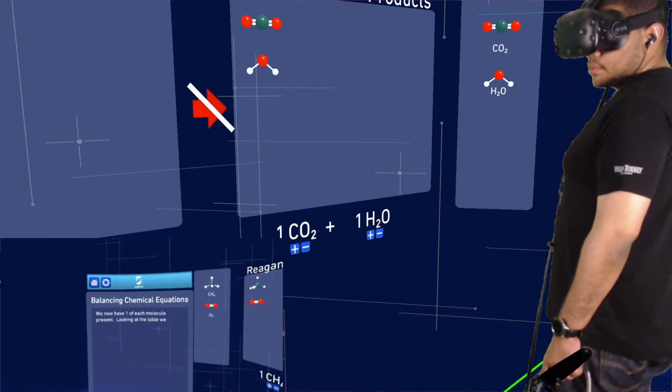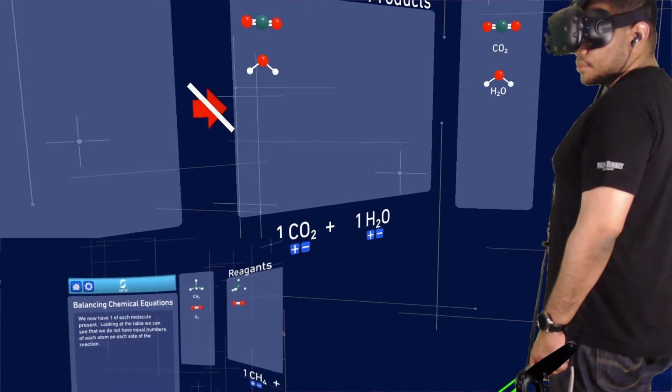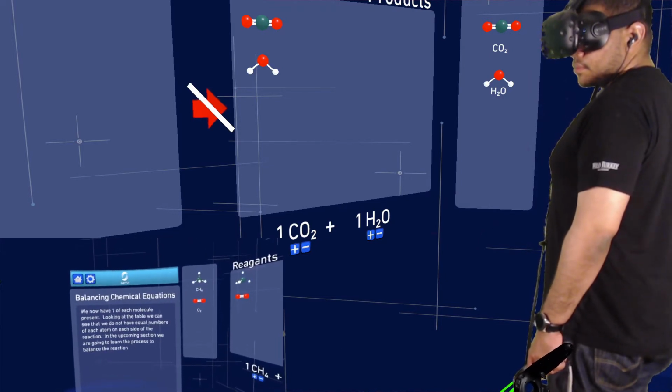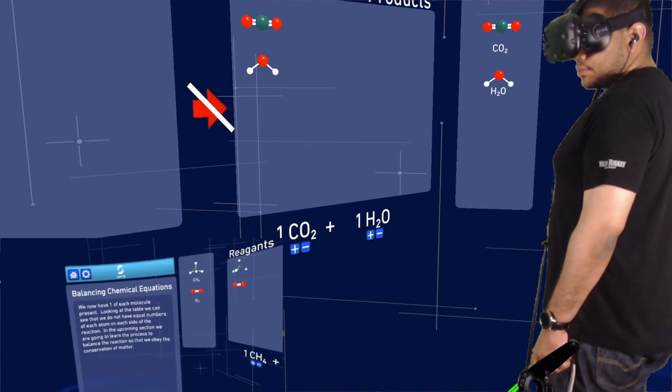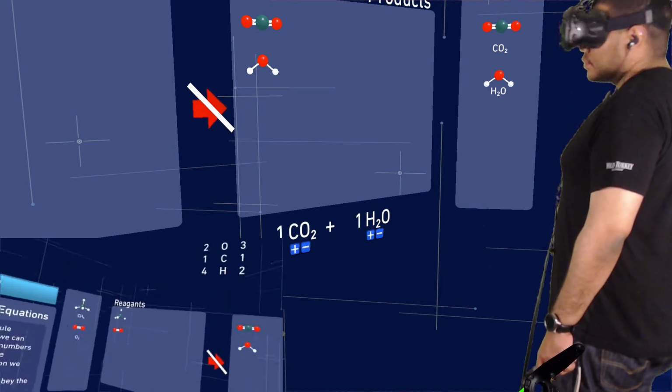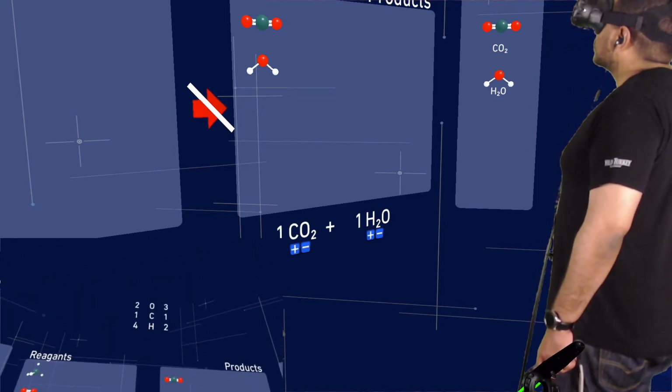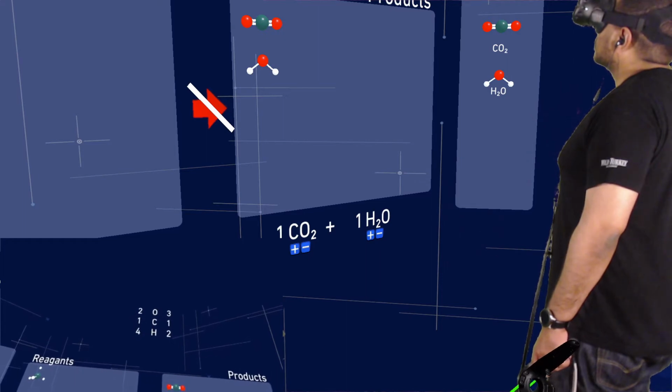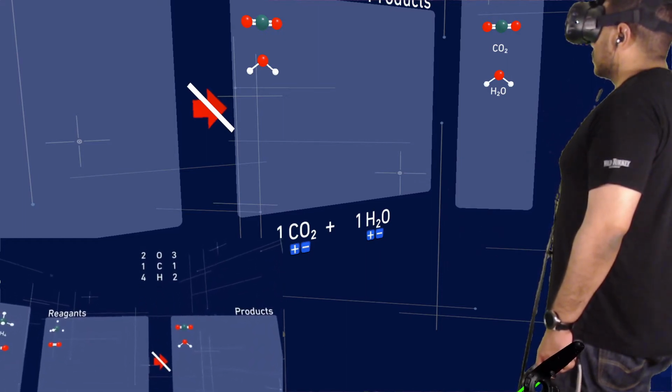We now have one of each molecule present. Looking at the table, we can see that we do not have equal numbers of each atom on each side of the reaction. In the upcoming section, we're going to learn the process to balance the reaction so that we obey the conservation of matter.